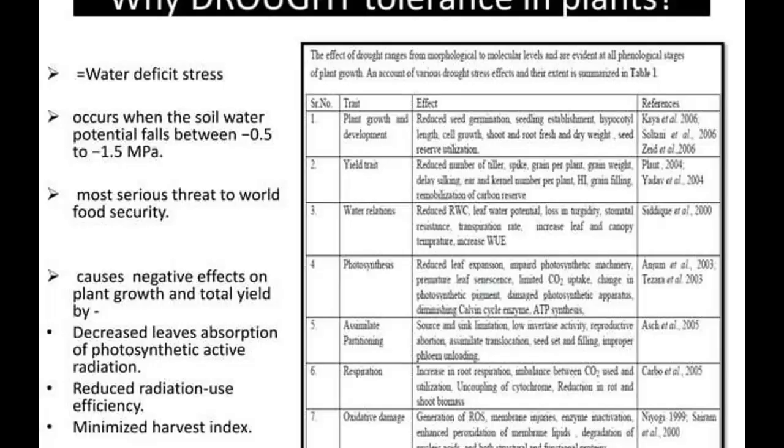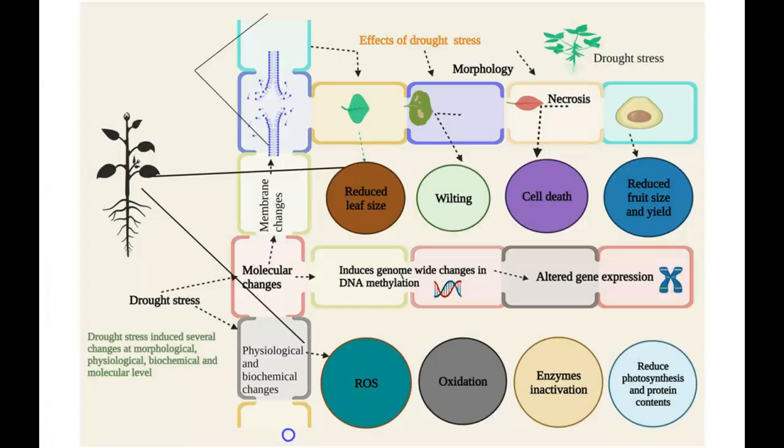So, in short, we can say that drought basically negatively affects plant growth and total yield by decreasing the leaves' absorption of photosynthetic active radiations, reducing the radiation use efficiency, and minimizing the harvest index. Drought stress induces several changes at morphological, physiological and biochemical level.